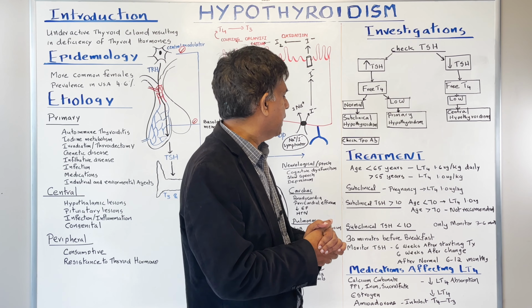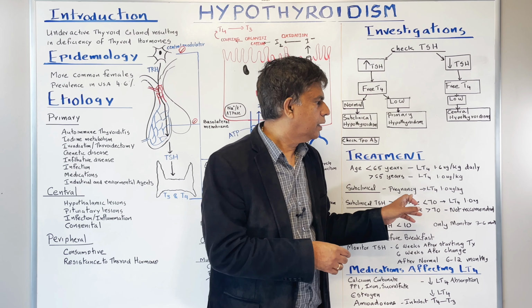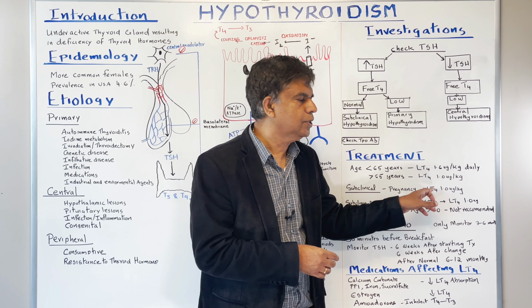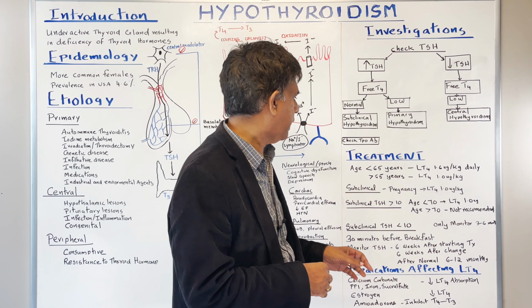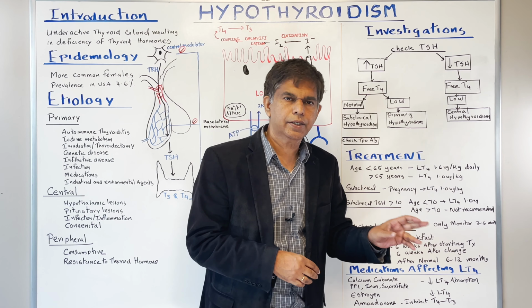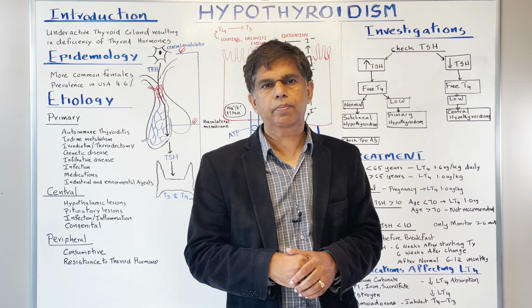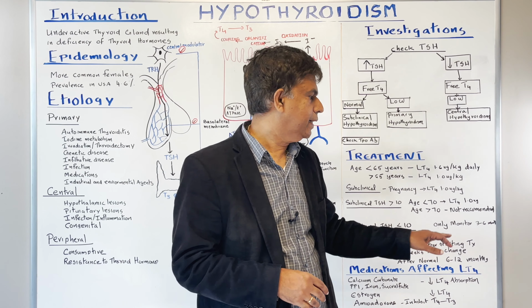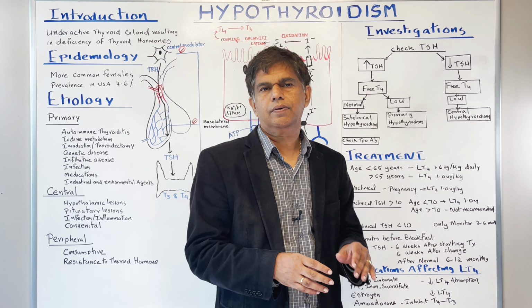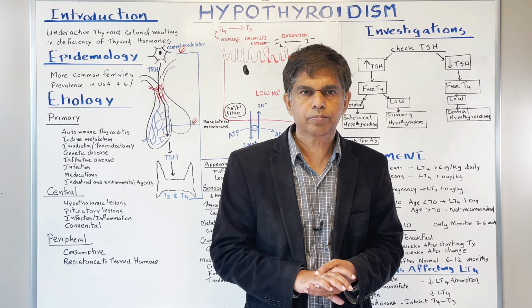microgram, okay? Now, when you talk about subclinical, if it is in pregnancy, you have to give 1 microgram per kg, okay? And then if they're subclinical and you check your TSH and the TSH comes back greater than 10, okay? The next step, you look at the age. If the age is less than 70, you start with a low dose, 1 microgram per kg.